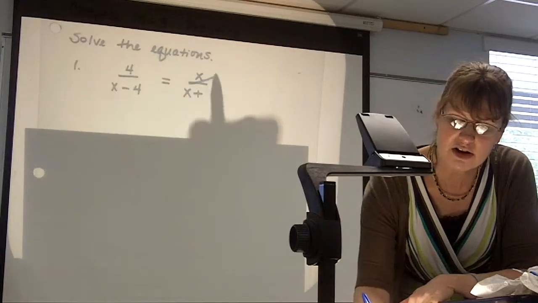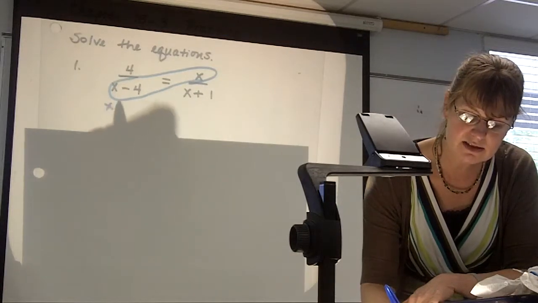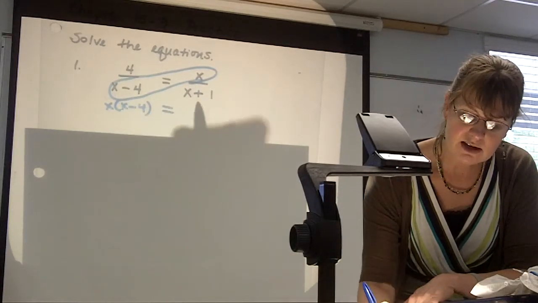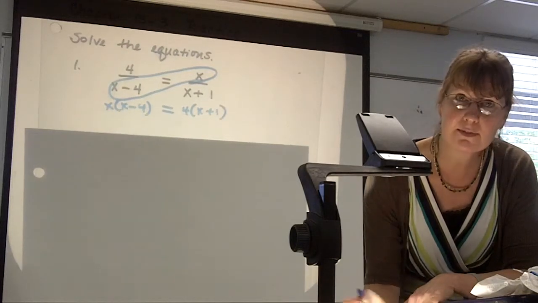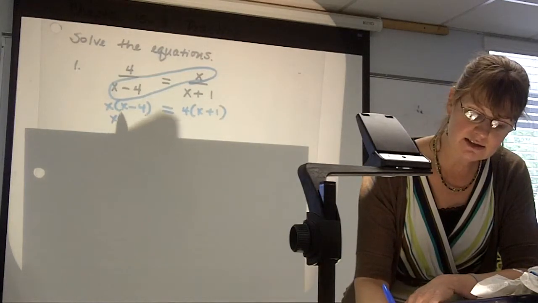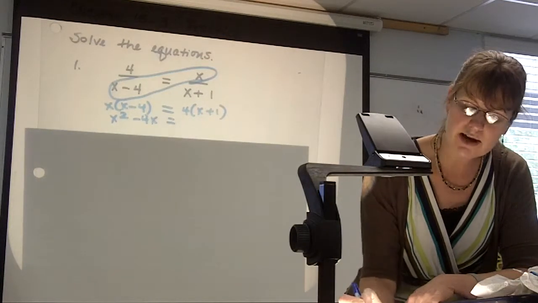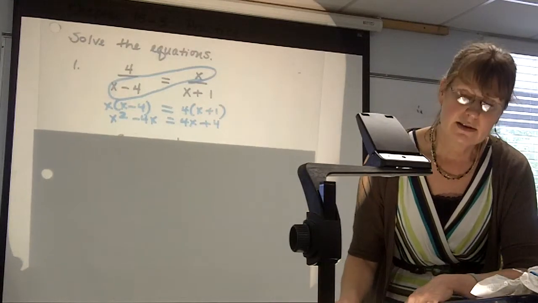All right, so we're going to cross multiply. All right, and when we do, we get x times x minus 4. And on the other side, we get 4 times x plus 1. This is the side that's the problem, right? So we have to then distribute the x, and we're going to get x squared minus 4x. And then we get equals 4x plus 4.